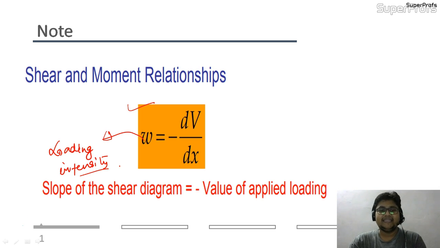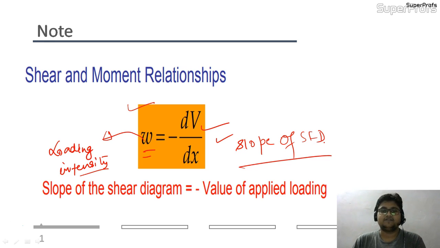This loading intensity will be of much significance when we deal with uniformly distributed load and uniformly varying load. But for the time being, take into consideration that this loading intensity is nothing but the slope of the shear force diagram. So what is this dV by dx representing? This is the slope of the shear force diagram.